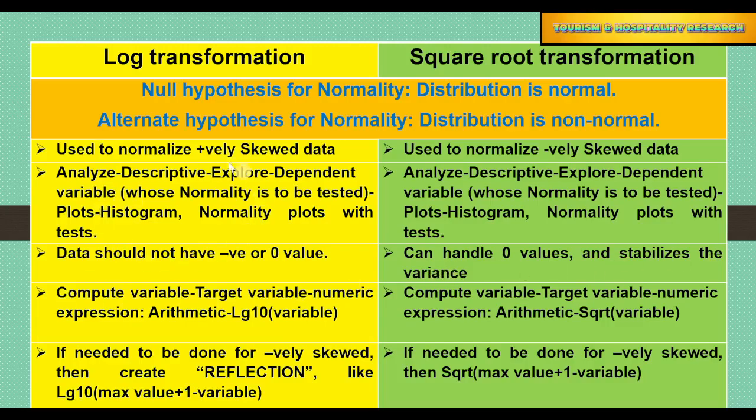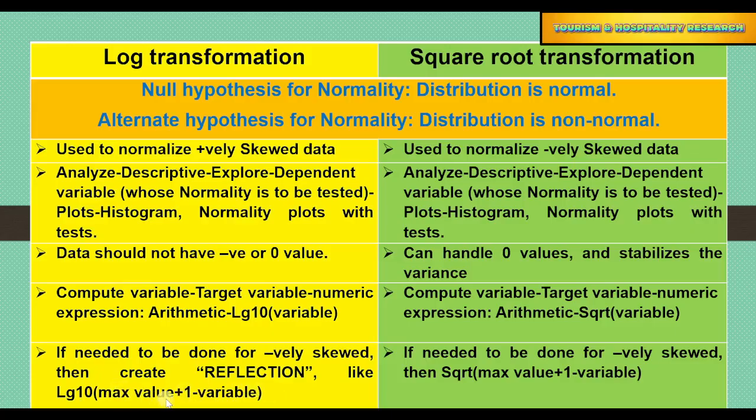Once you have assessed through this method that your data is positively skewed, then what you have to do, you have to go to Compute Variable, Target Variable, and do the log transformation of that variable by choosing an arithmetic operation that is LG10. If needed to be done for negatively skewed, then create the reflection, which is LG10 bracket maximum value in that variable plus 1 minus variable.